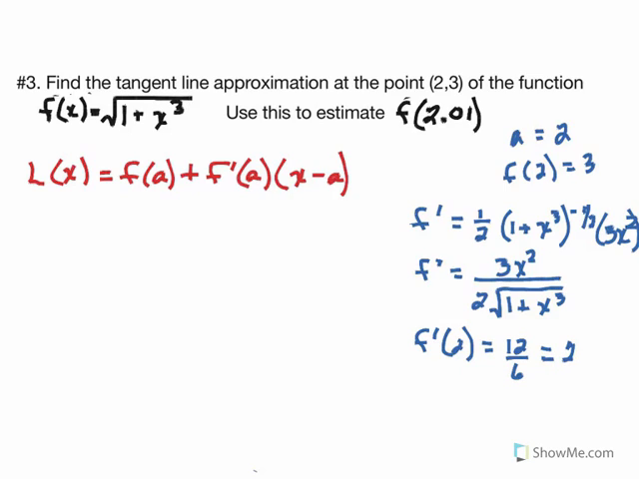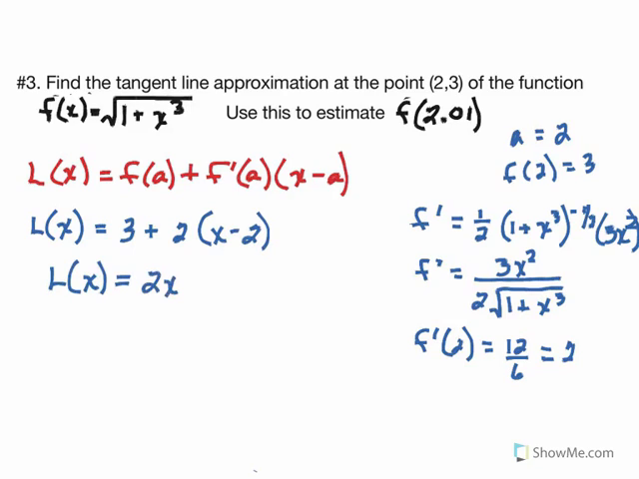Now we can substitute everything in. f of a was 3. Our slope that we obtained from our derivative was 2. And we have times the quantity x minus 2. We can go ahead and simplify it a little bit. We have 2x minus 1. And that is our linearization.